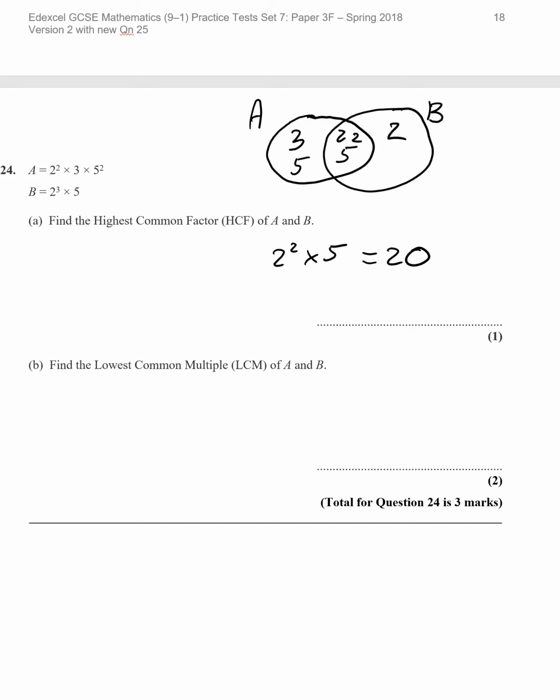Now the lowest common multiple we get by multiplying all the numbers together. So 2 cubed times 3 times 5 squared. And that's definitely one for the calculator. That gives you 600. Quite a common type of question, those ones now.